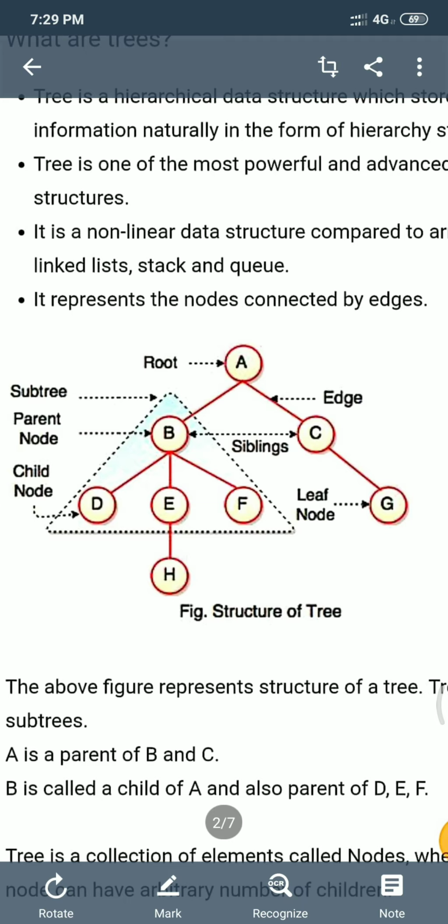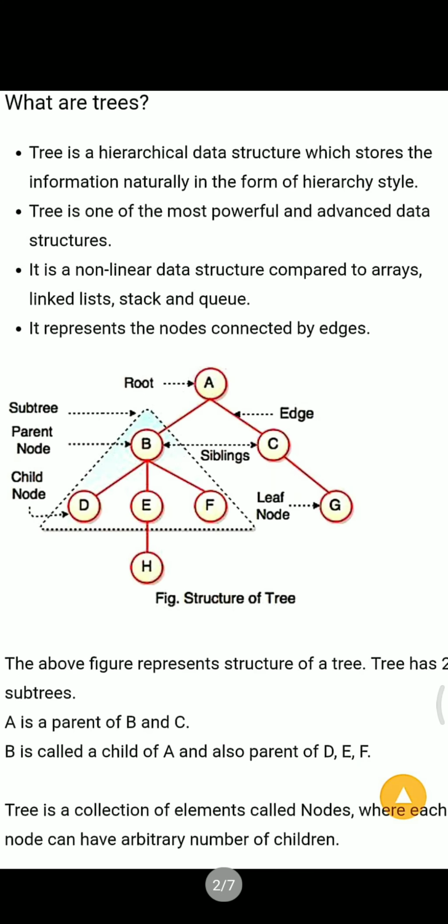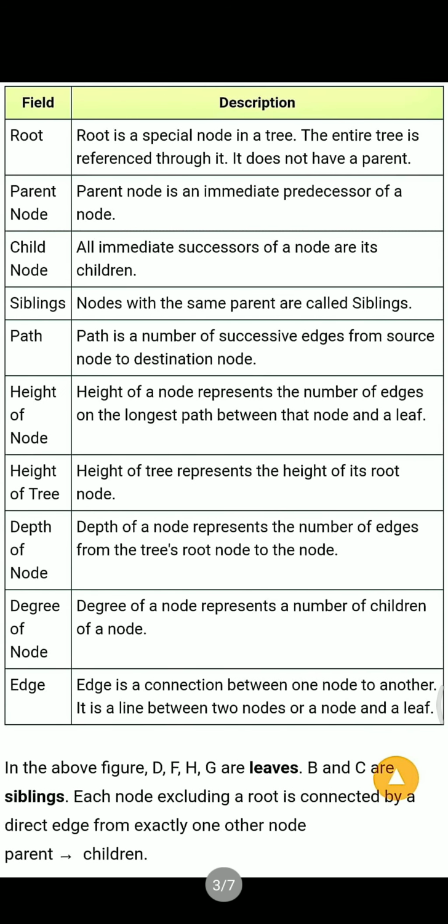So let us look deeper at what these terminologies mean. First, let us understand what a root is. Root is a special node in a tree. The entire tree is referenced through it. It does not have a parent. Such a node is called a root or root node. I hope you understood.